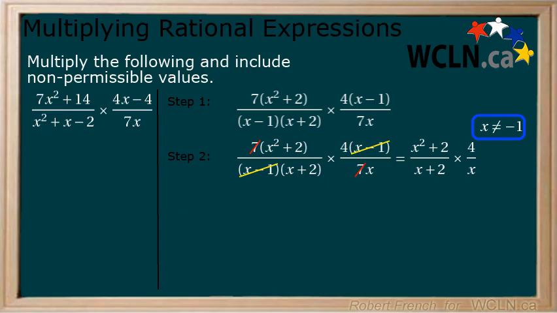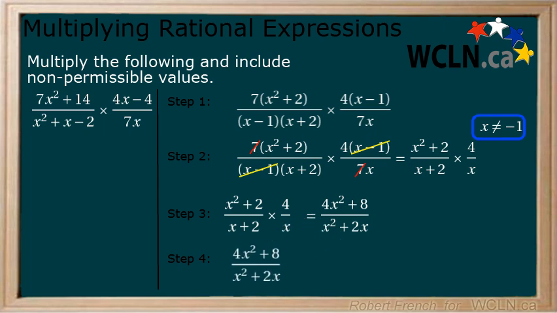Step 3. Multiply. Now we multiply the numerators and denominators together to get 4x squared plus 8 over x squared plus 2x. Step 4. Include any non-permissible values with your answer.